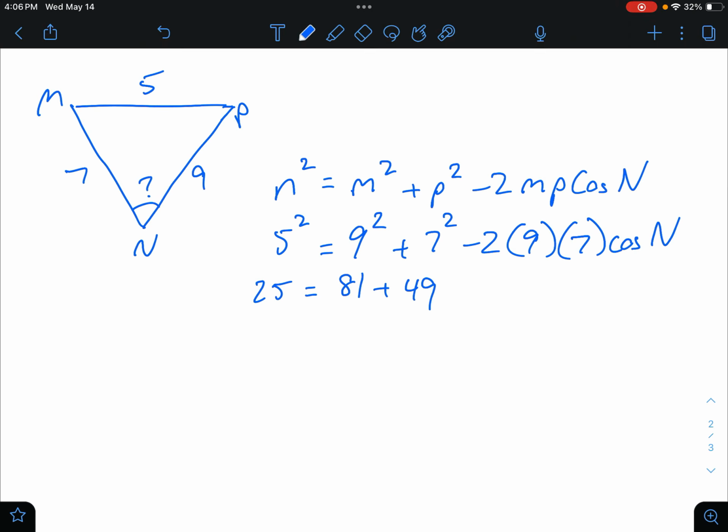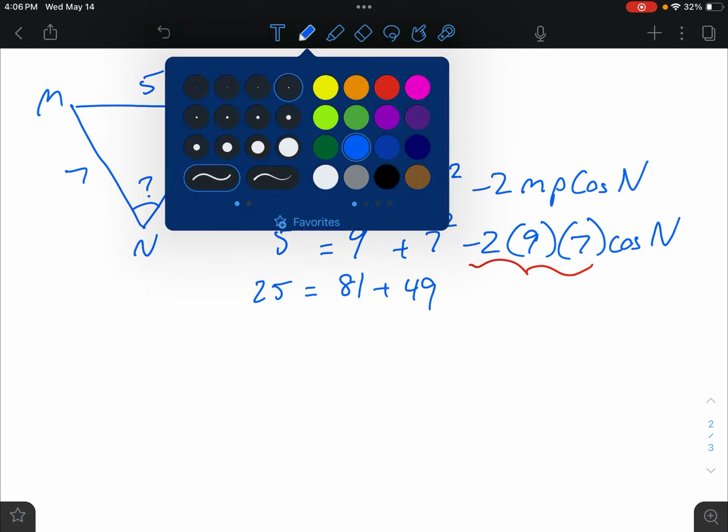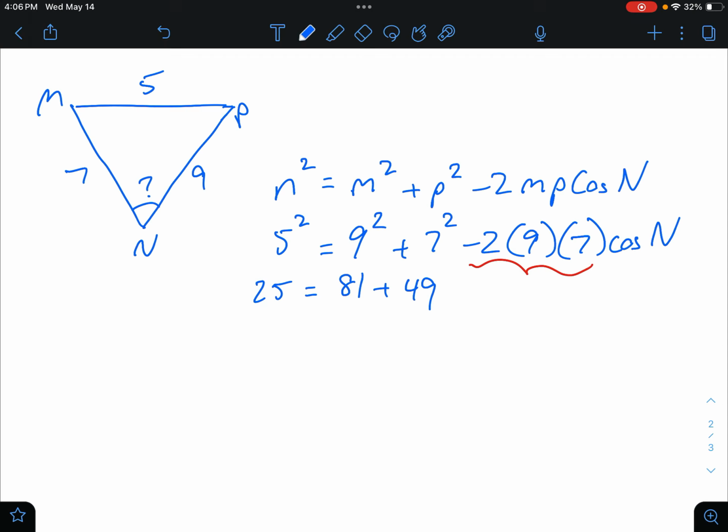Now what I would do next is I would actually use my calculator and I would multiply these three things together right here. What this is going to do is it's just going to simplify the coefficient in front of the cosine. So in my calculator, I would go negative 2 times 9 times 7. When you do that, you get negative 126. Now the cosine is still attached to it. It's still being multiplied by cosine. So that doesn't go away. All we're doing is sort of simplifying the coefficient in the front.